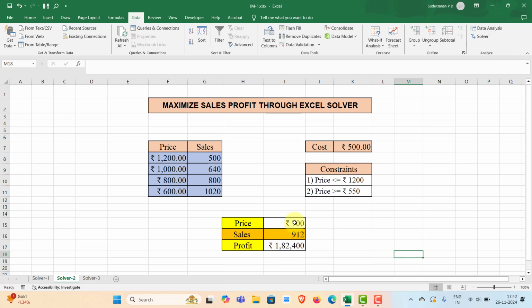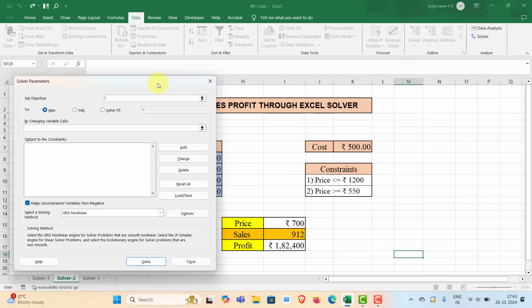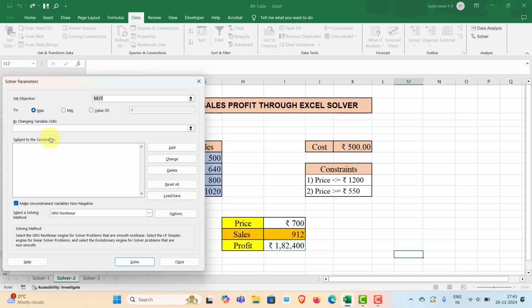But I want to maximize the profit. So how do you fix the price? What price should you fix so that you will get a maximum profit? That can be calculated using the solver. I'll use the solver. In the solver, you need to first set the objective. So the objective is profit. So you can select this cell. Then what do you want to do? You want to maximize, minimize, or set a value. In this case, you want to maximize the profit. The profit should be maximum. So it's already selected here.